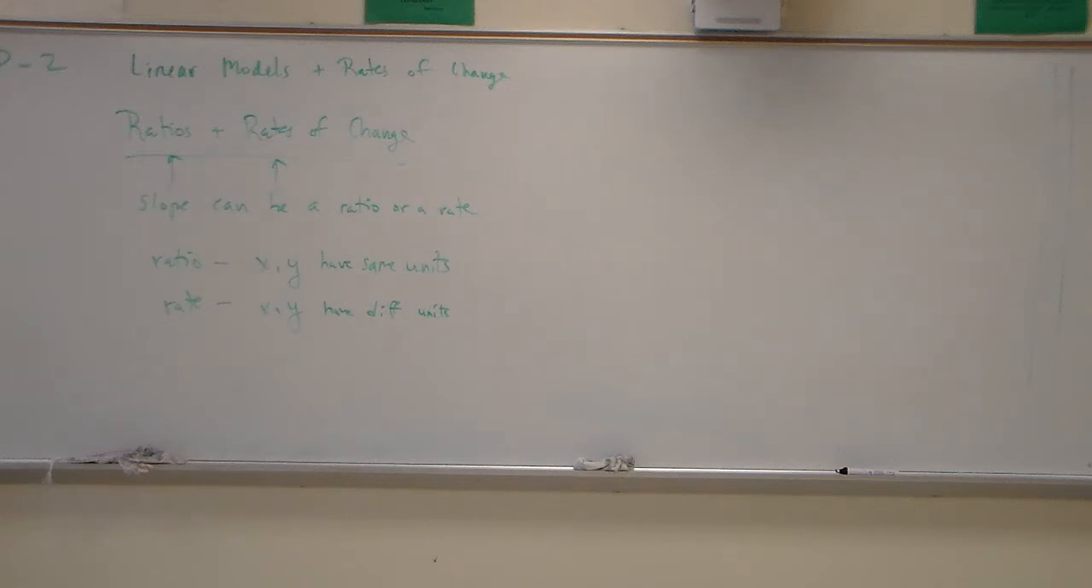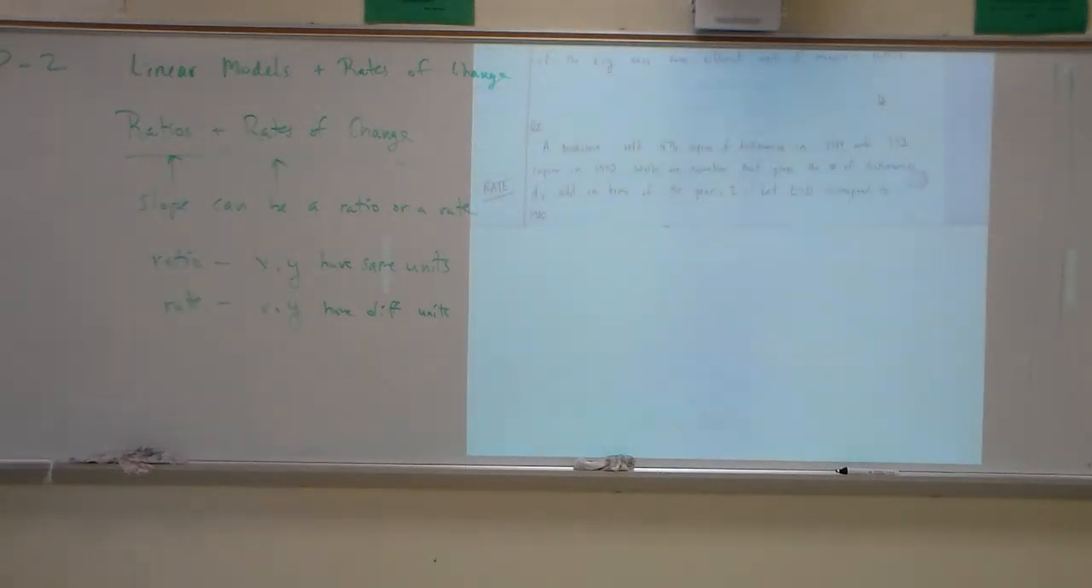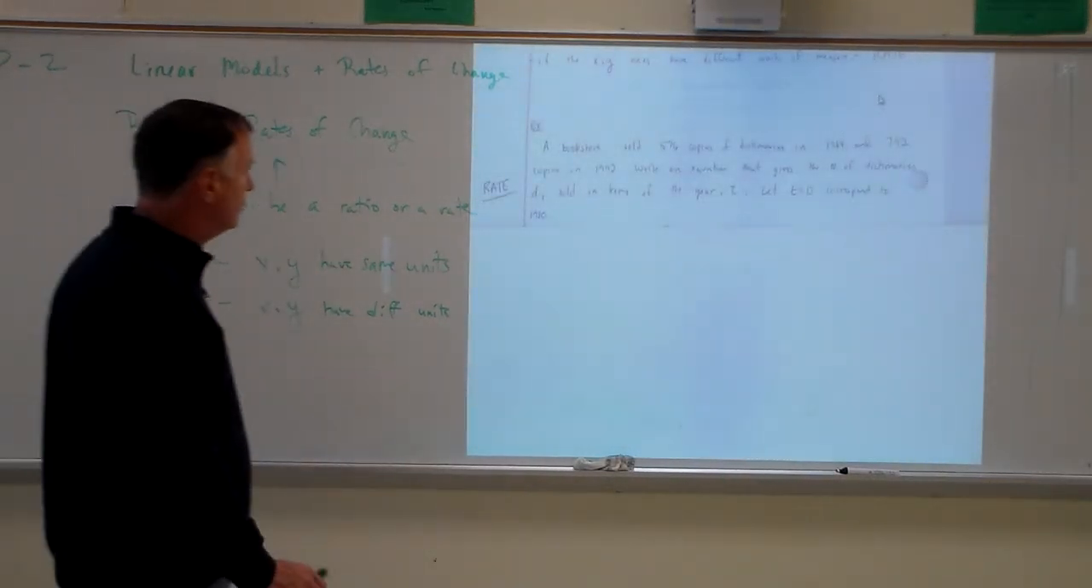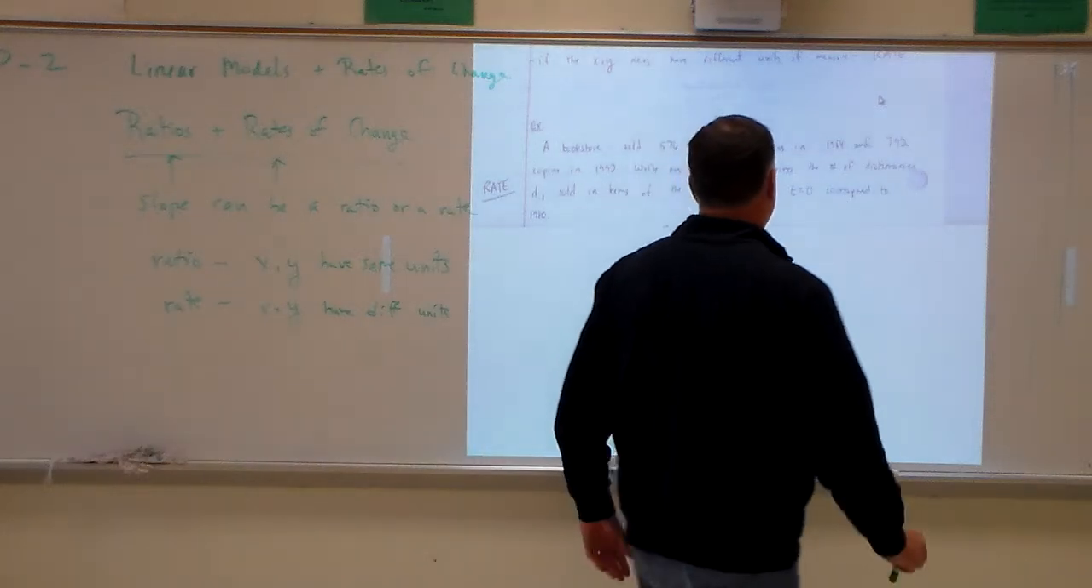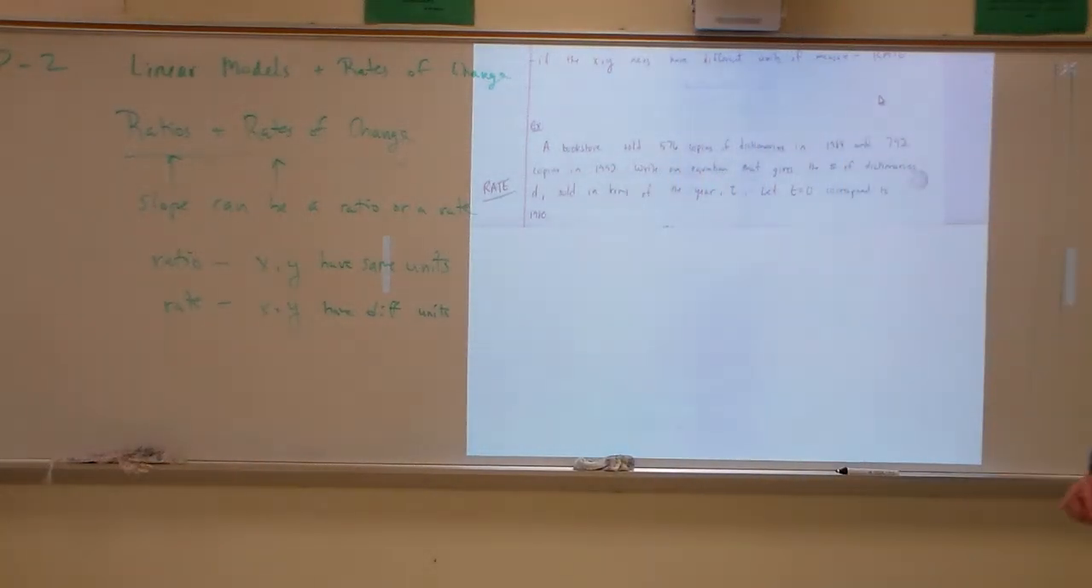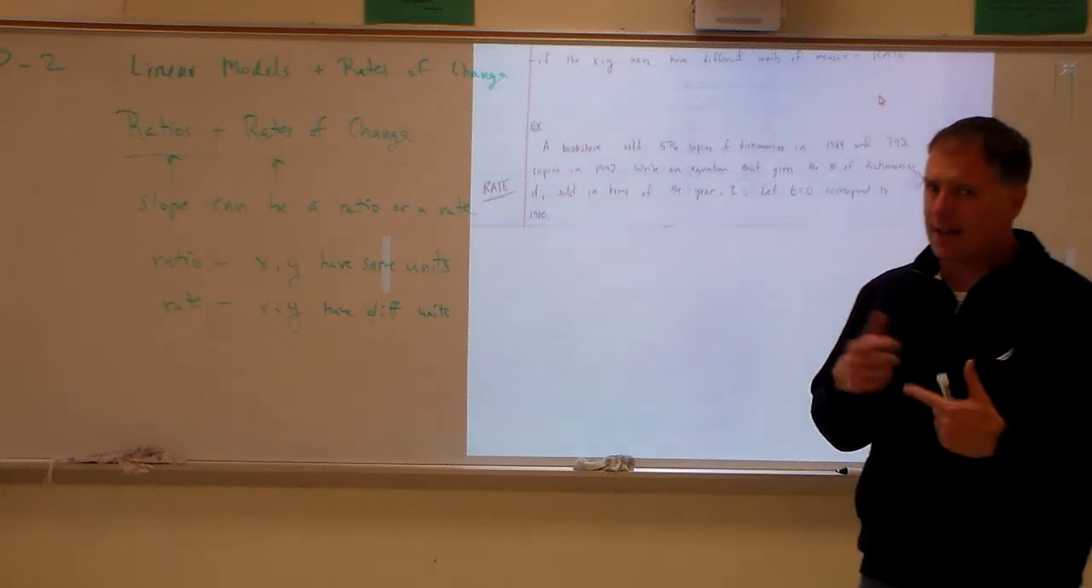So it says, a bookstore sold 576 copies of dictionaries in 1984 and 792 copies in 1992. Write an equation that gives the number of dictionaries D sold in terms of the year T. Let T equal 0 correspond to 1980. So we have a lot of stuff going on here.